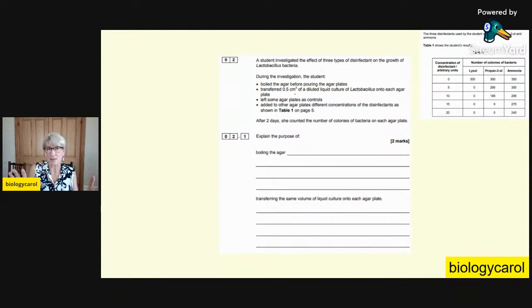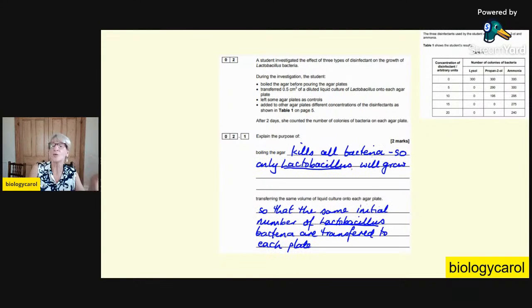We're only interested in lactobacillus, so we certainly don't want any other bacteria in that agar. So we boil it to sterilize it so that only lactobacillus will grow on the agar, because we've killed off everything else. Why do we transfer the same volume of liquid culture onto each agar plate?